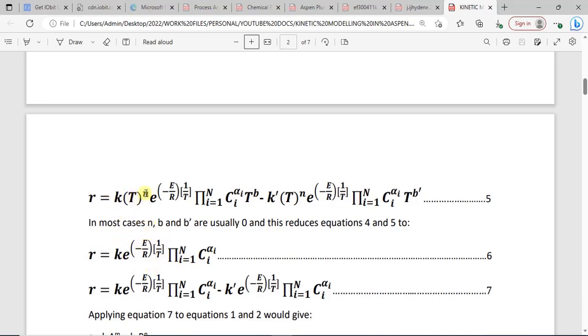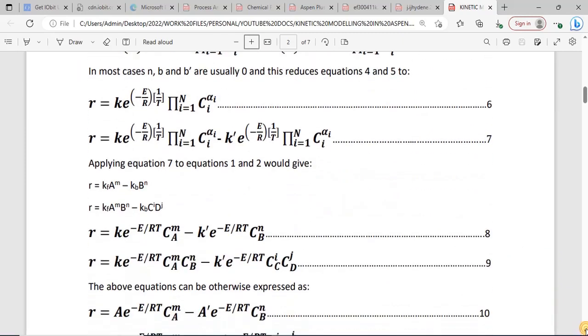So you have T raised to power 0 will give you 1. Then T raised to power b, that is T raised to power 0, will still give you 1. And then T raised to power b prime is 1, and then T raised to power n, that's T raised to power 0, will still give you 1. So it reduces from this right here to what we have here, and this now is actually similar to what we have initially, right?